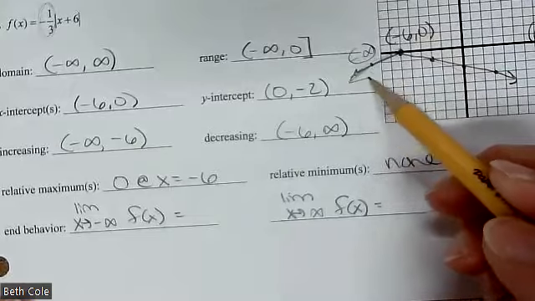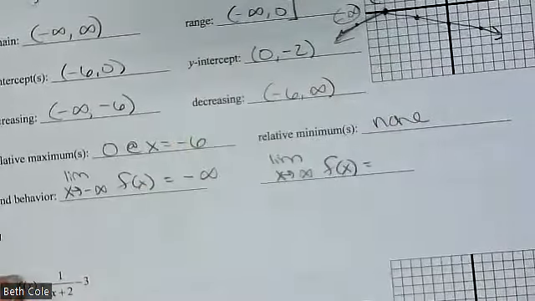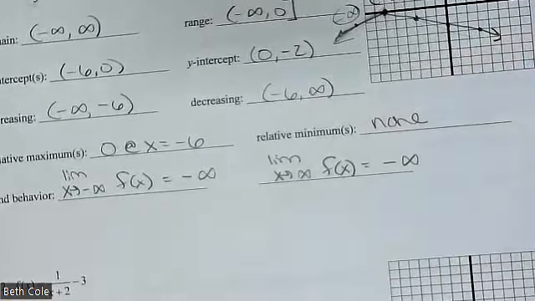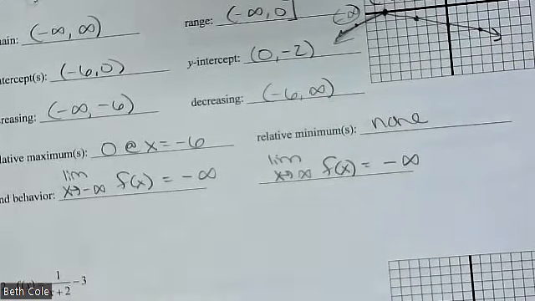Where is the left arrow pointing? Down, so we're going to say negative infinity. This one is also down, so also negative infinity. Cool so far? Hanging in there? That was not too bad. Once you get the graph, usually you're good to go.